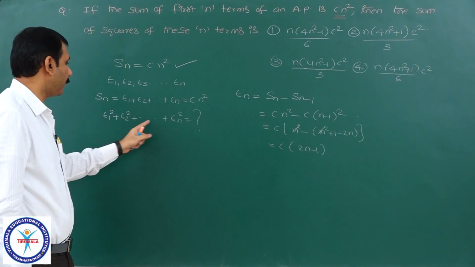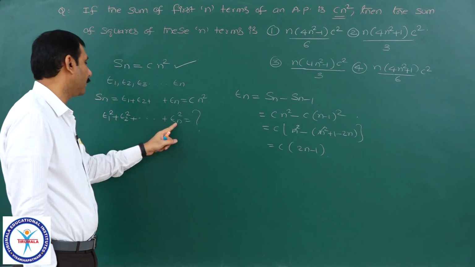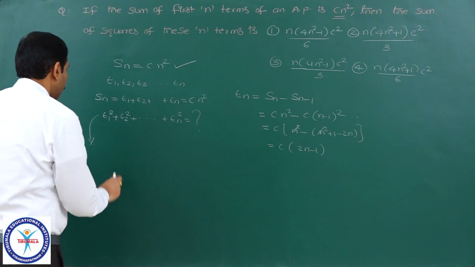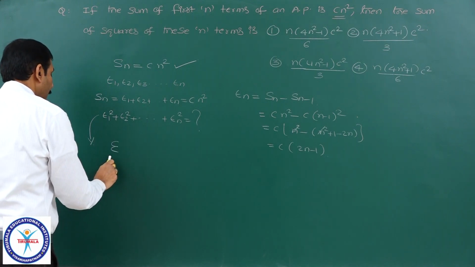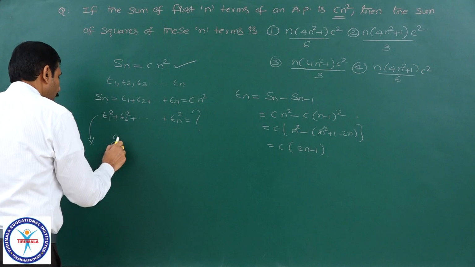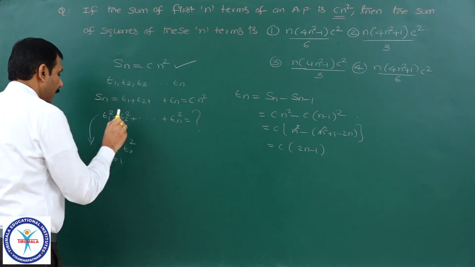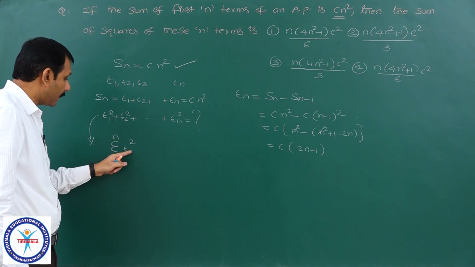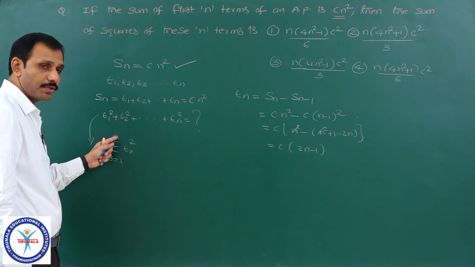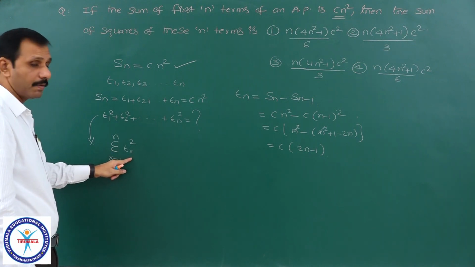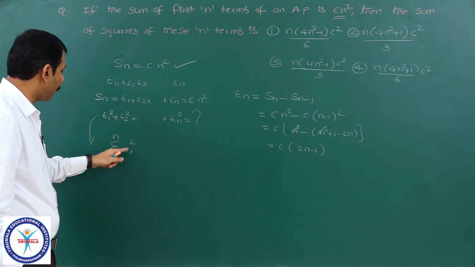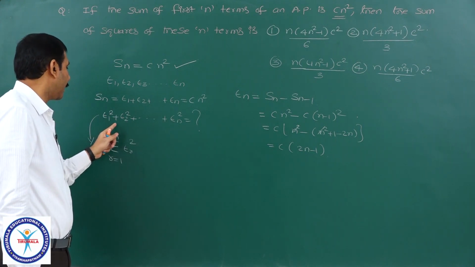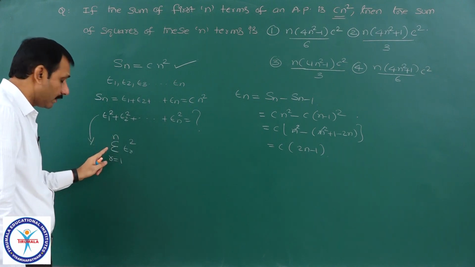Now I want T1 square plus T2 square and so on, Tn square only. Here, instead of writing all these terms, I will write sigma r equal to 1 to n Tr square. Sigma means sum. R equal to 1 to n means r will take the values 1, 2, 3 and so on. If I open this sigma, I will get T1 square plus T2 square plus and so on, Tn square. Without writing all these terms, I can write this notation.